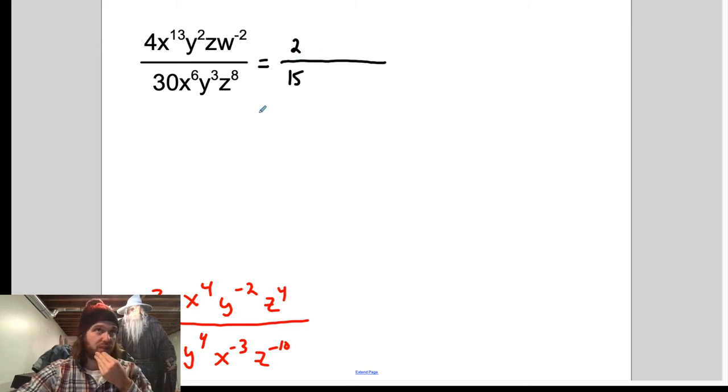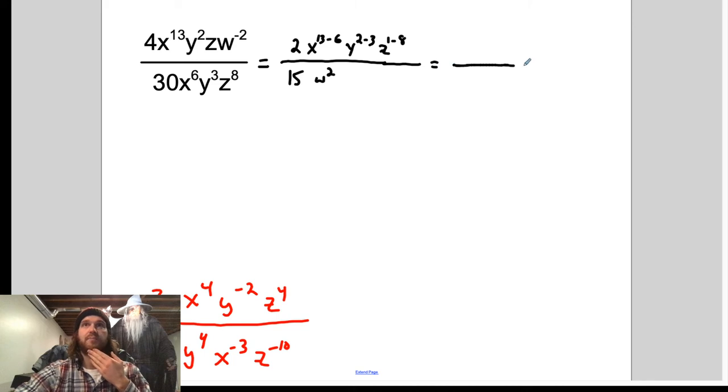Now, in the top of this fraction is where I'm going to do my subtraction. So it is x to the 13 minus 6 for x. There's no other x's, so we're good. And then it really helps to double check and make sure everything is simplified. We can't combine any, so we're good. So 13 minus 6, y to the 2 minus 3, z to the 1 minus 8. And w is negative, and there's nothing subtracted in the bottom, so I'm just going to move that down right now and just kind of use that as part of this step. Okay, and now we can simplify.